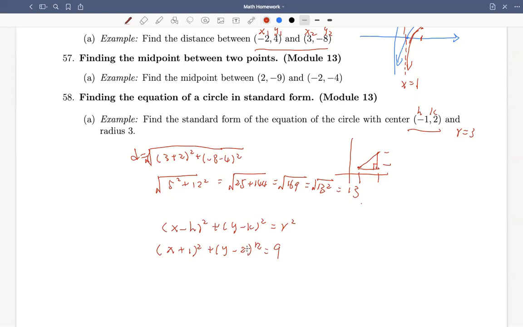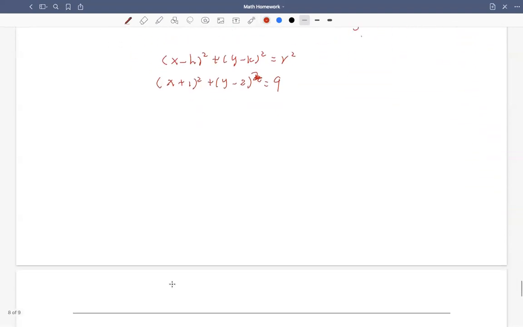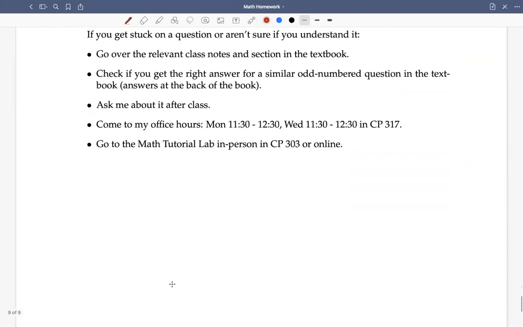Mathematics is supposed to be simple and direct. Don't overthink. That's it, we're done.